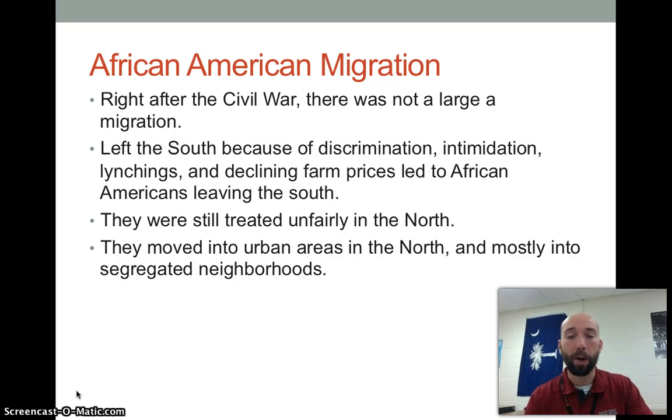So a lot move north. This is the start of the Great Migration. It really doesn't finish until after World War I. So a lot of African Americans move north to try to find jobs. They're still treated unfairly in the north. They're still moving to segregated neighborhoods like Harlem. And they are generally the last ones hired and the first ones fired.